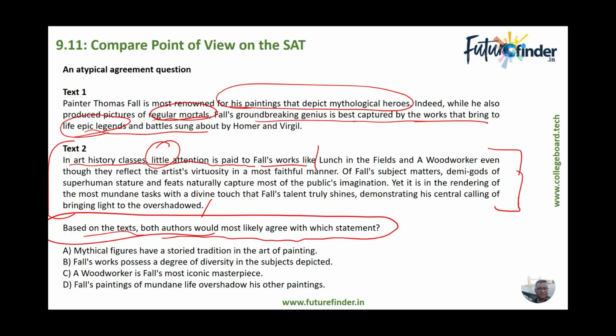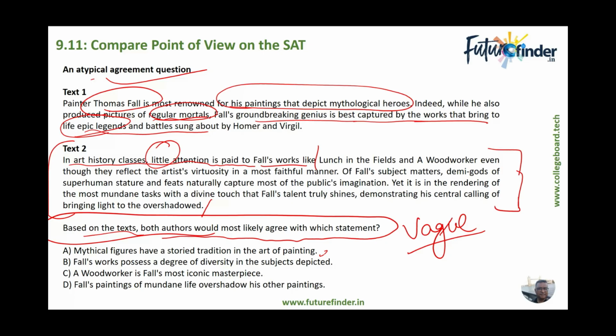Now, this is an agreement question, an atypical one, as we said, right? Okay. So, as I said, these questions are sometimes very vague. As for example, one of the answers could be that Thomas Fall actually was a painter. Yeah, so both would agree to that kind of a thing. So let's read through the answers and try and see. So let's look at our answer choices.